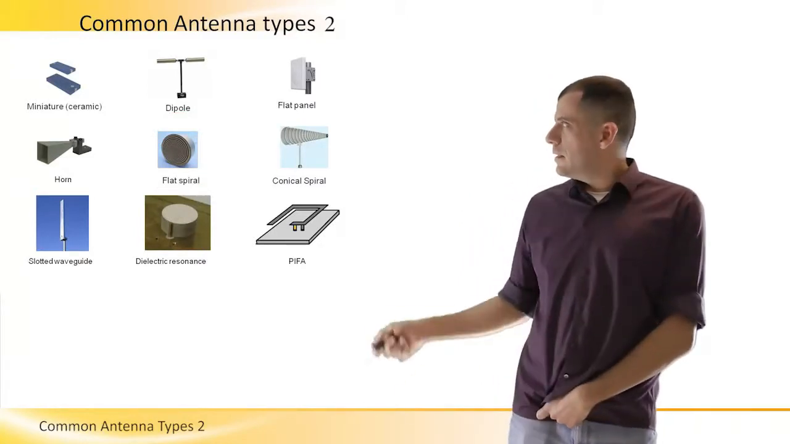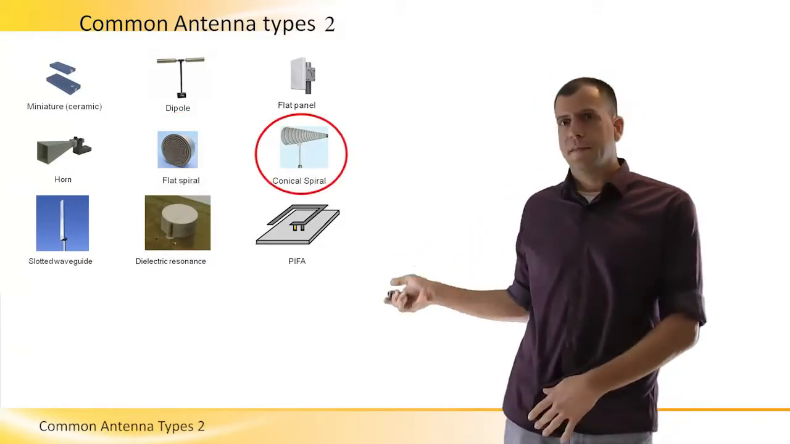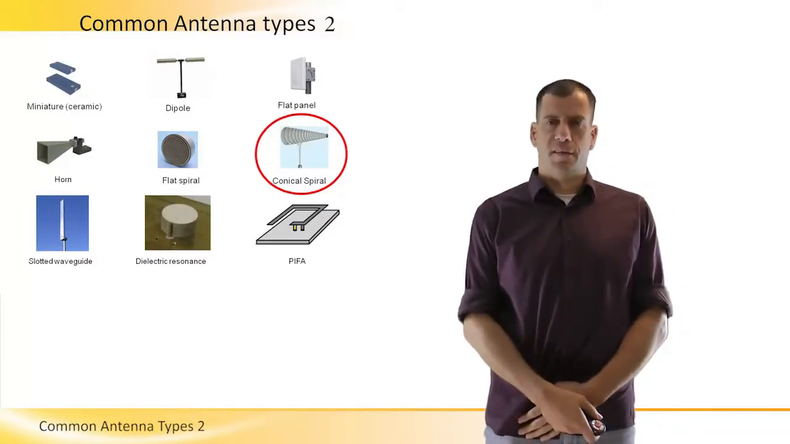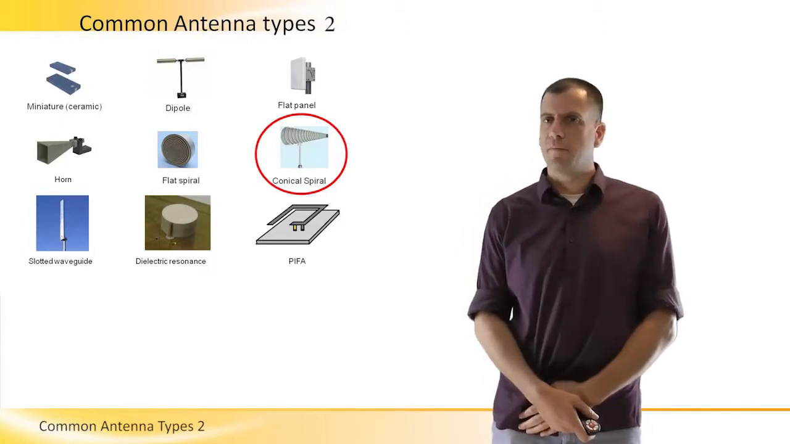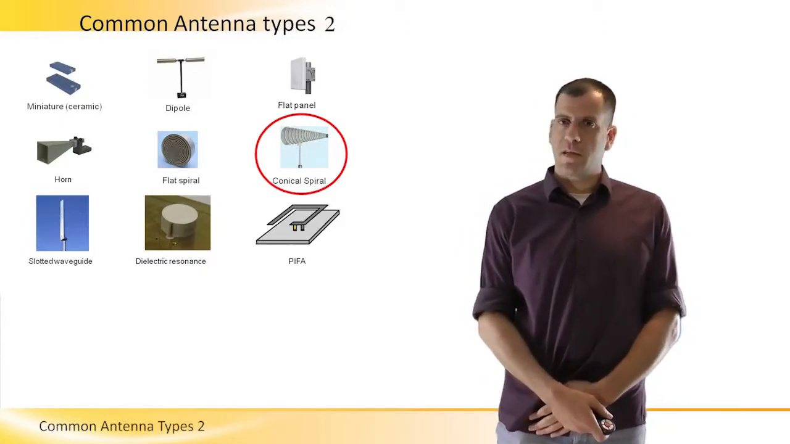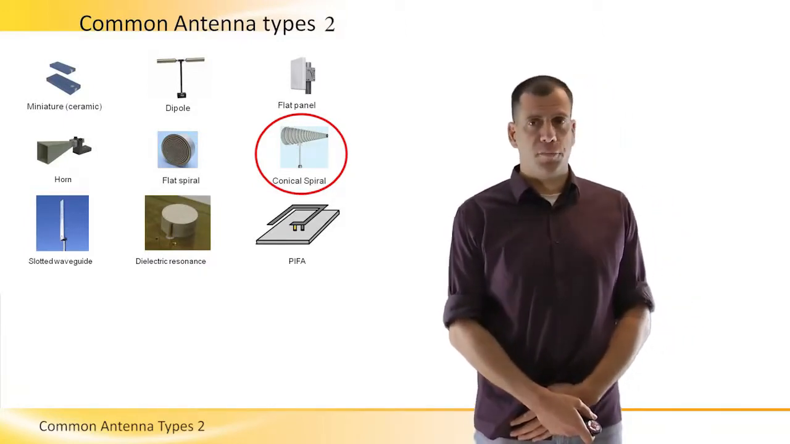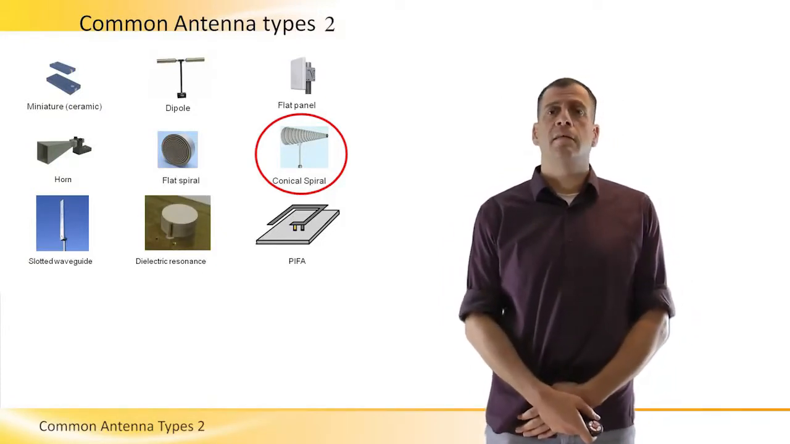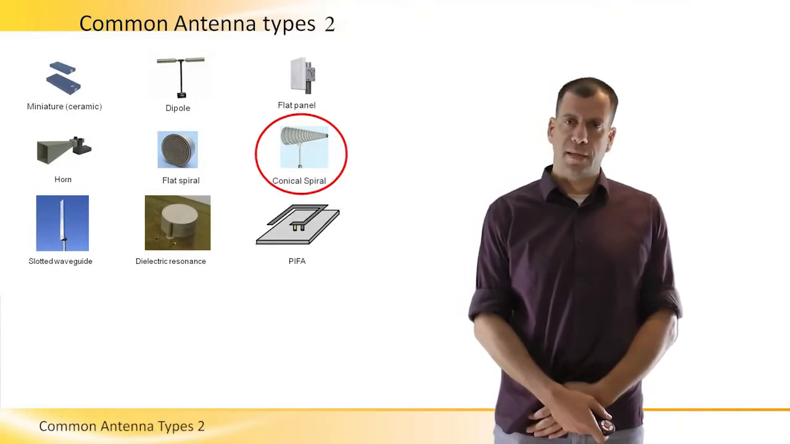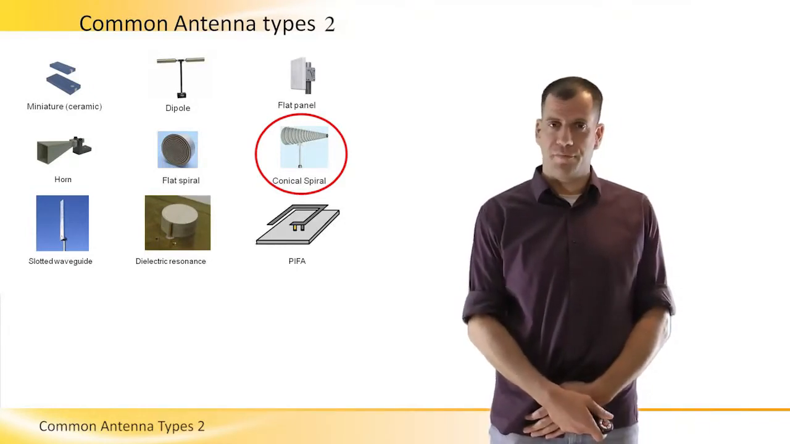The other antenna here on this line on the right side is the conical spiral antenna. Conical spiral, like the log periodic antenna, is an infinite bandwidth antenna. But the conical spiral produces circular polarization, while the log periodic antenna produces a linear polarization.